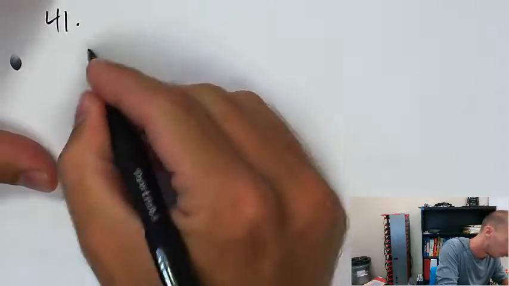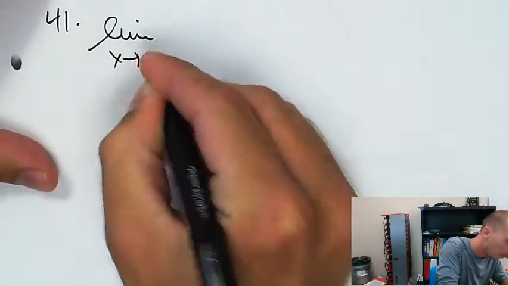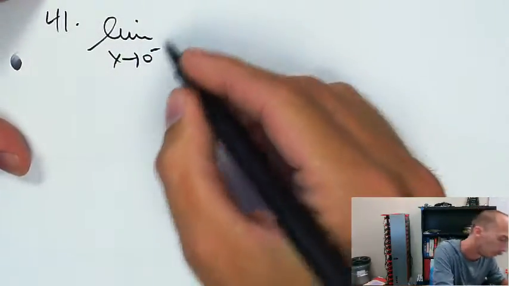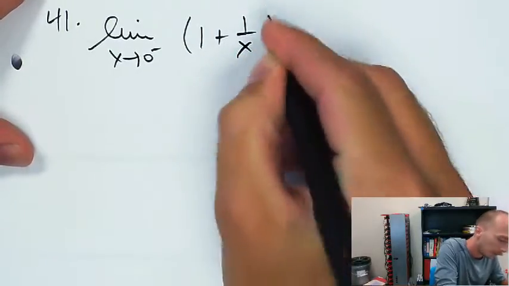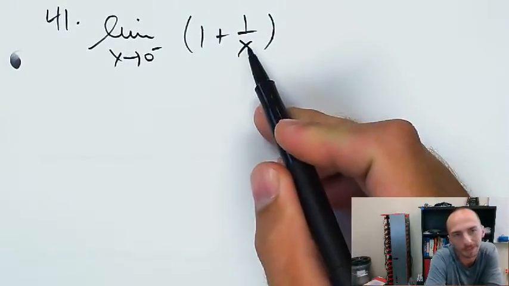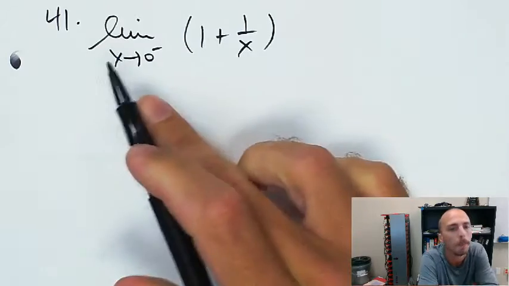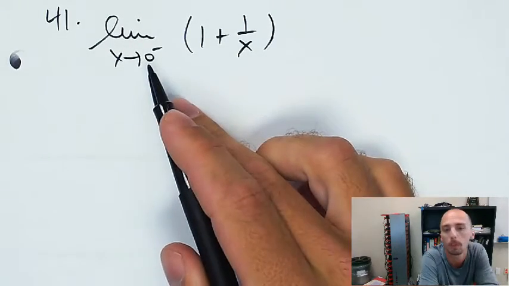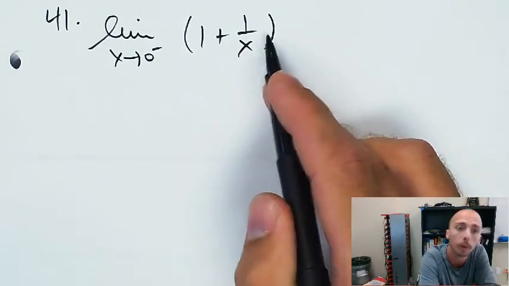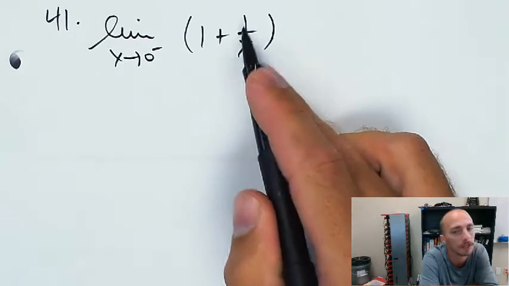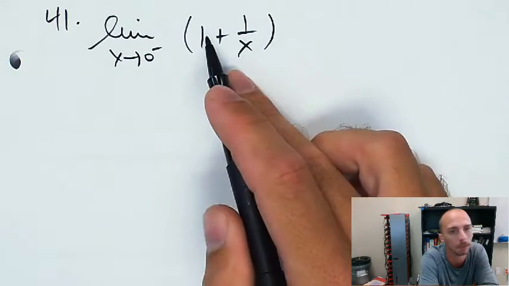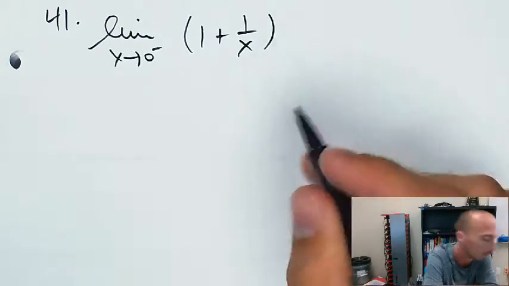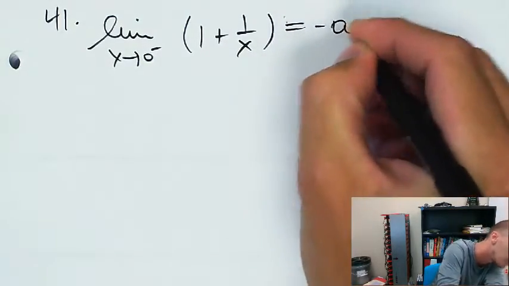Right, this one, limit as x approaches 0 from the negative side of 1 plus 1 over x. Okay, what's going to happen to this thing? This is going to go towards infinity, right? But as we're approaching 0 from the negative side, we're plugging in a negative number here. So it's going to negative infinity. If we take a number that's getting really large and really negative and we add 1 to it, it's still going to be getting really large and really negative. So that limit is going to be negative infinity.